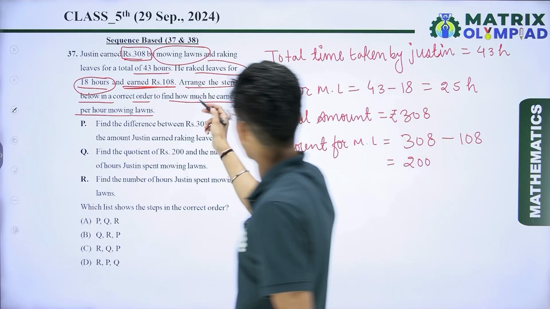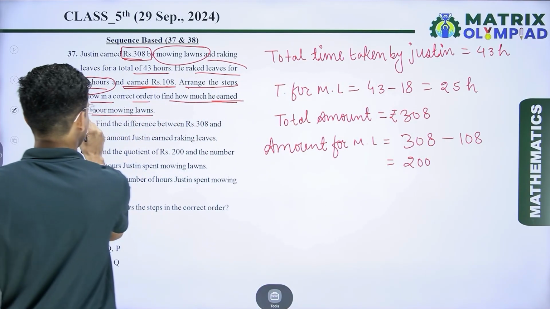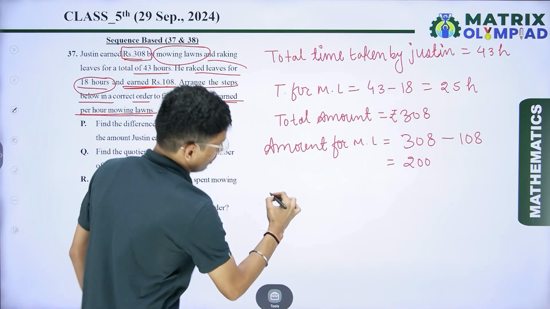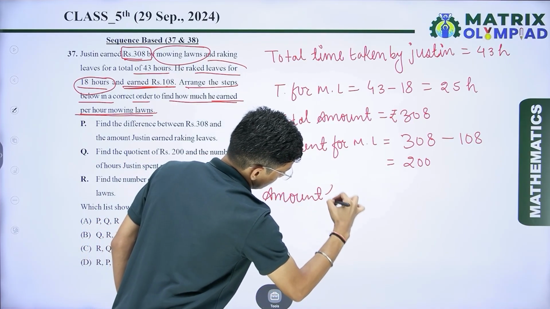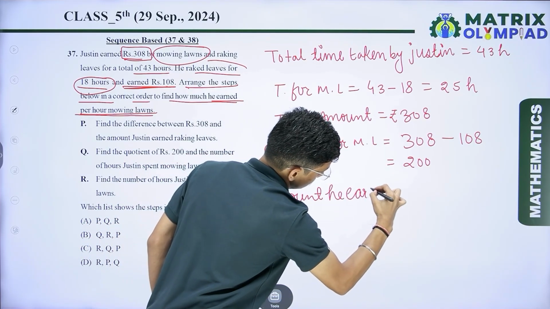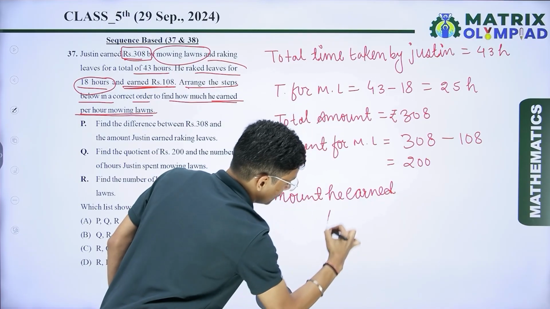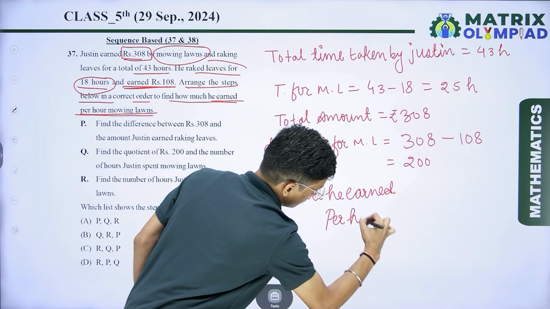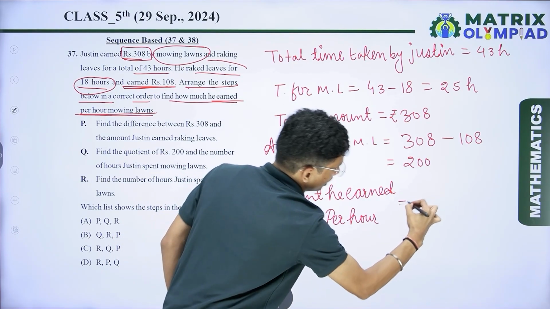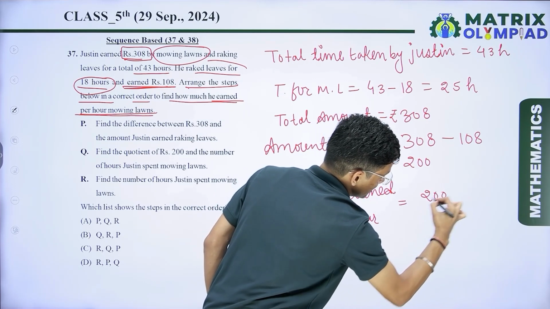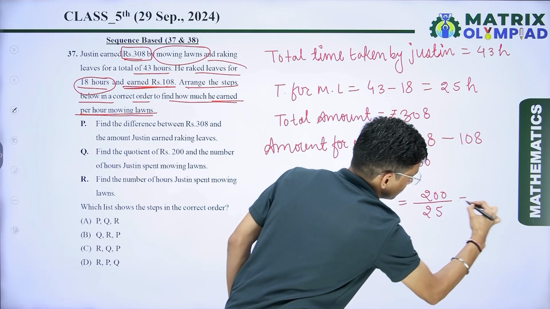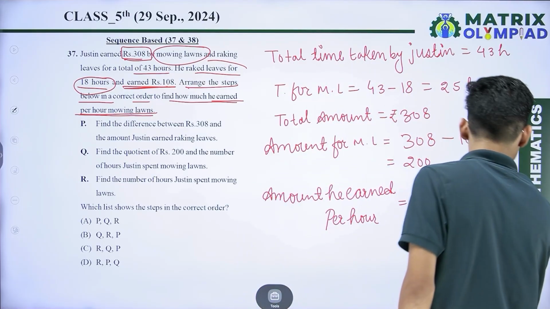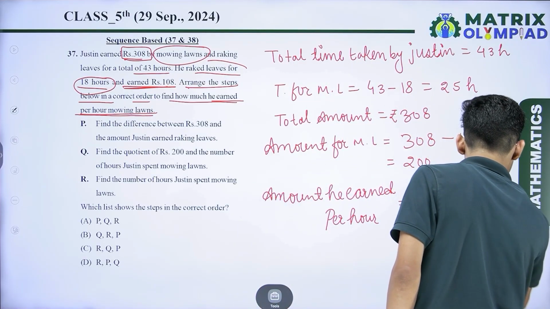Now we have to find how much he earned per hour for mowing lawns. So the amount he earned per hour: here the total amount for mowing lawns is 200, and the time taken for this is 25 hours. So if I divide these numbers, I get 8 rupees per hour.